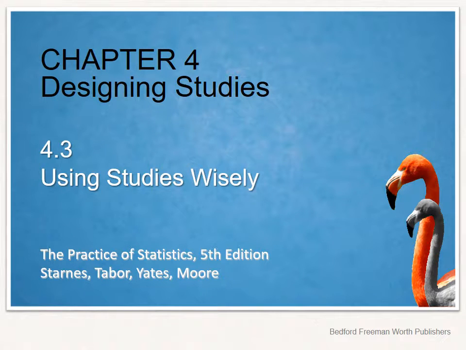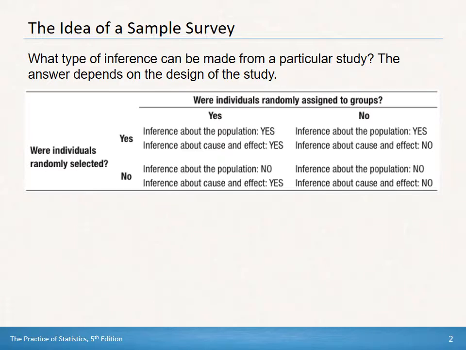Now we're going to look at Chapter 4, Section 4.3, Using Studies Wisely. So we talked about how we randomly select our individuals for our sample, and then we randomly assign them to treatments. There's a reason that we do this randomization twice. And this table kind of helps. I printed it out on your notes so you don't have to copy it down, but you need to kind of understand how to read it.